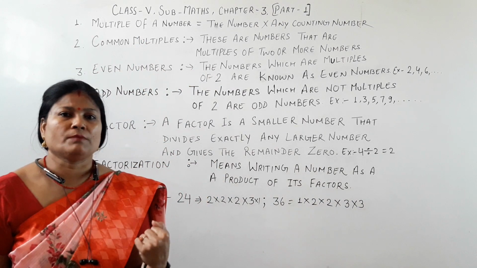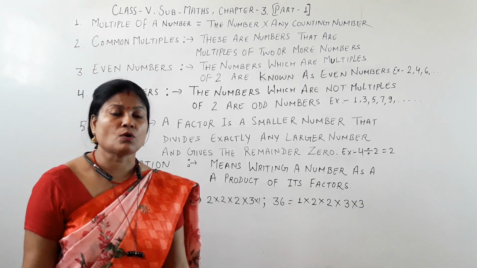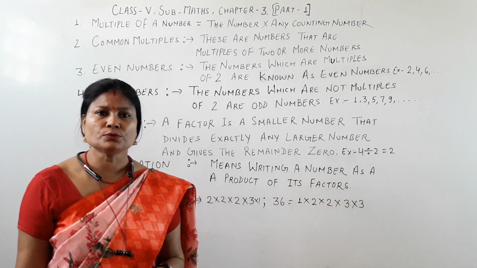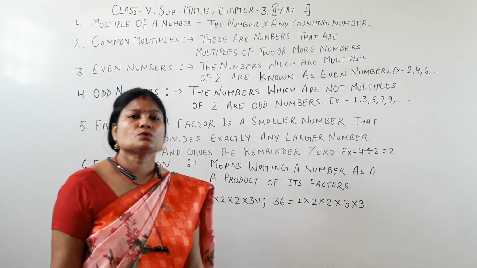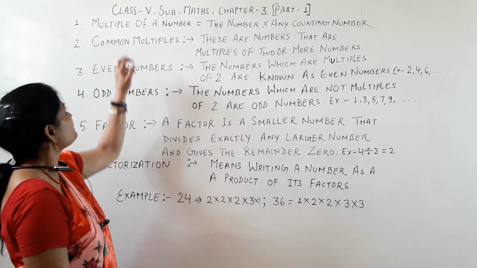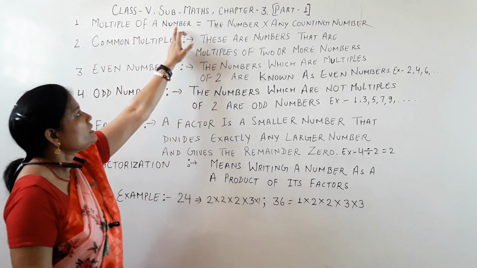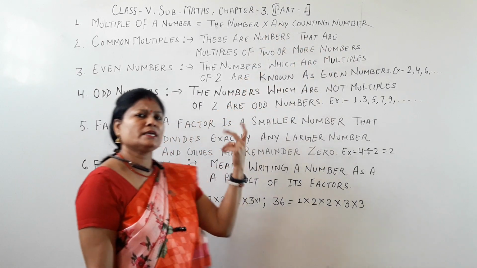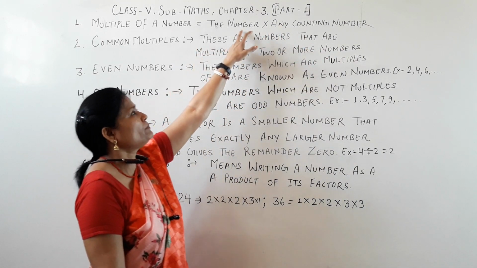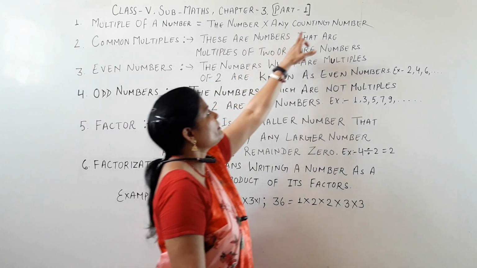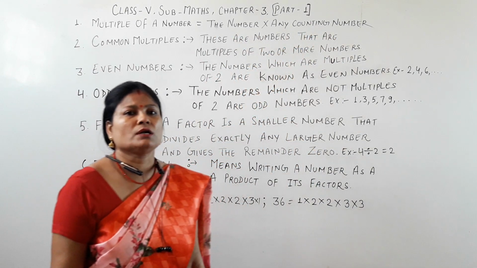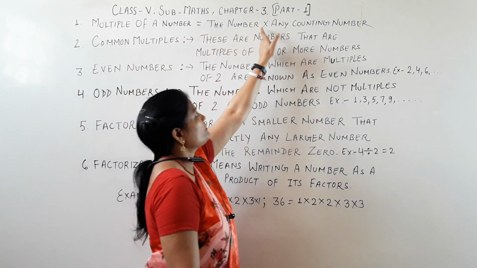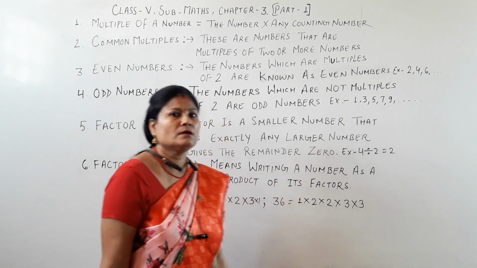See the examples of tables. Tables are the multiples. If I want to speak out the table of 2, I say 2 ones are 2, 2 twos are 4, 2 threes are 6. So these are the multiples. We can say that a multiple of a number is the number multiplied by any counting number. If I take 6 and multiply by 3, this is called a multiple of a number. So a number multiplied by any counting number is known as a multiple.